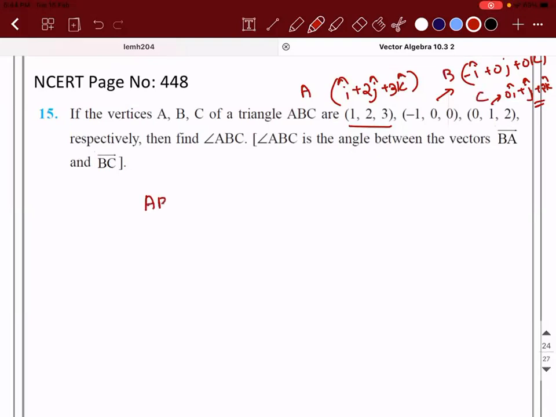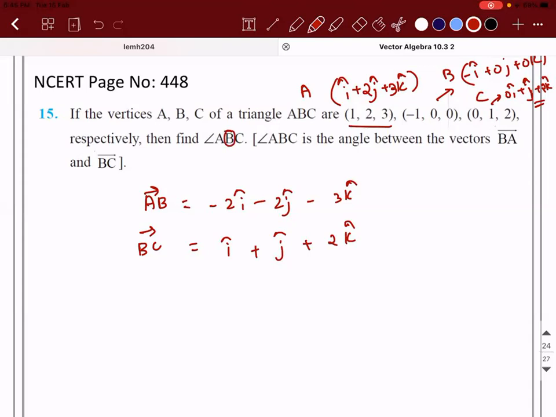What is AB vector? Minus 2i cap, minus 2j cap, minus 3k cap. What is BC vector? i cap plus j cap plus 2k cap. So why did I find AB vector? I'm stopping with this. I'm not finding AC vector because they asked us to find the angle B.